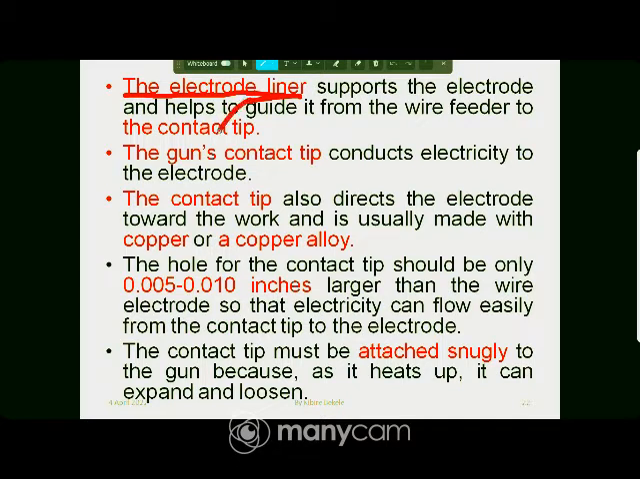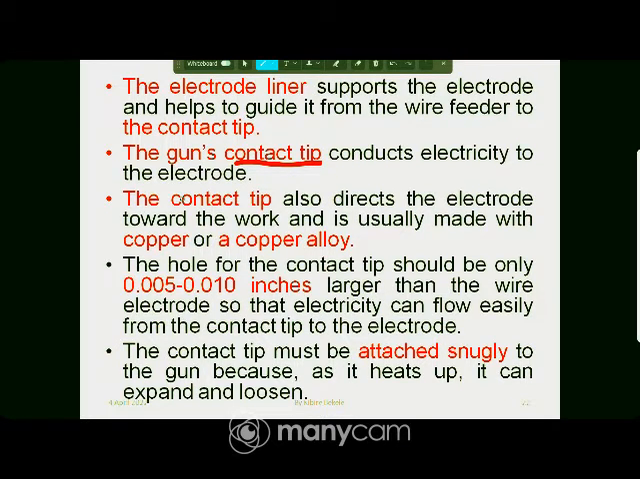In the welding gun there is a contact tip that conducts the electricity to the electrode. The electrode flows to the contact tip through the welding gun, and until it reaches the contact tip there is no electricity in it, but the contact tip directly conducts the electricity to the electrode to form the arc.